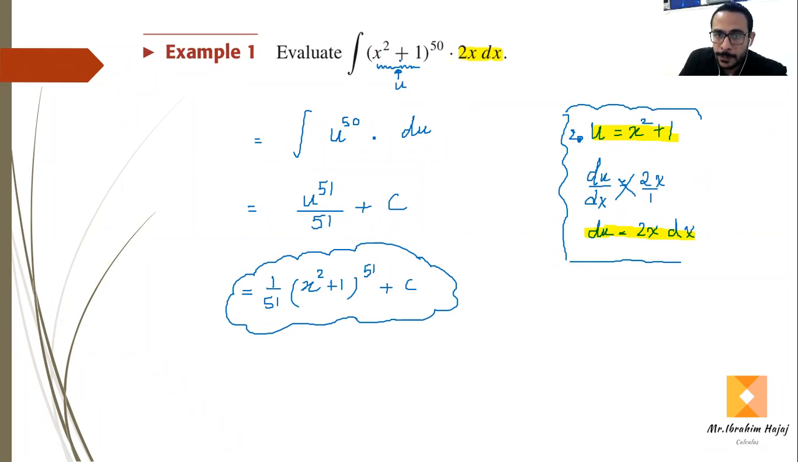Again, x squared plus 1, we replace it by u. And then integrate, differentiate, find the derivative. So replace dx, or replace a part here for dx. And then integrate, u to the power of 51 over 51 plus c. Then return the u to its original value.